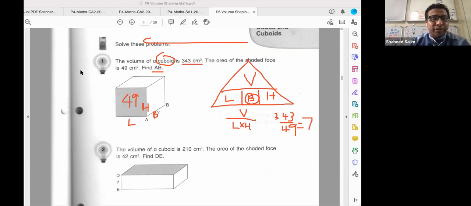Is this P6 volume or P5? P6. This is from the textbook. I'm taking from your school textbook, Primary 6B. You don't believe, you can check it out.